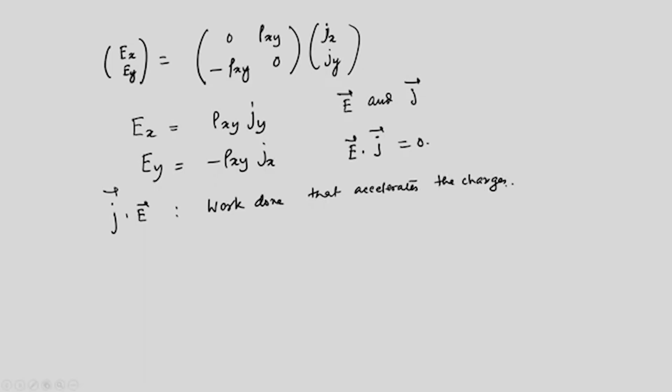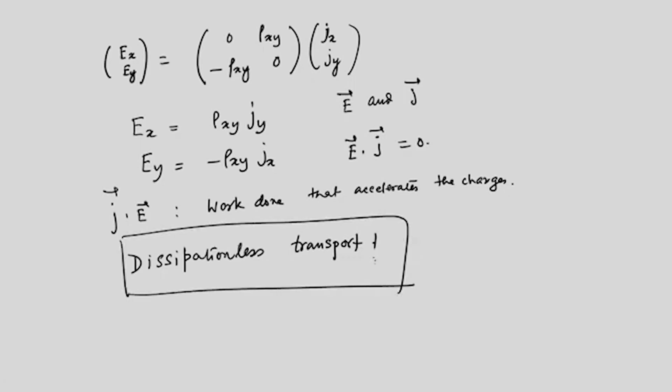And because E and J are mutually perpendicular, this work done is equal to 0. So this tells you that there is a very strange thing happening, where the transport is completely dissipationless. There is no work required in order to accelerate the charges. So it just happens, or it flows on its own. There is no work done that's required. So that's why there is no dissipation.